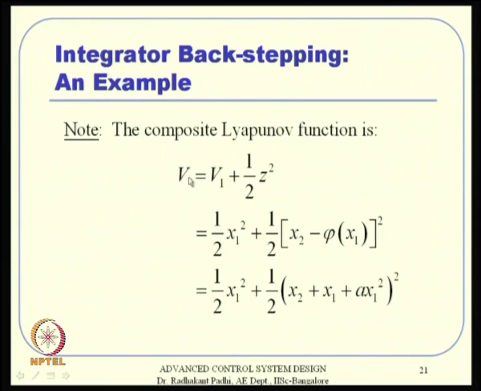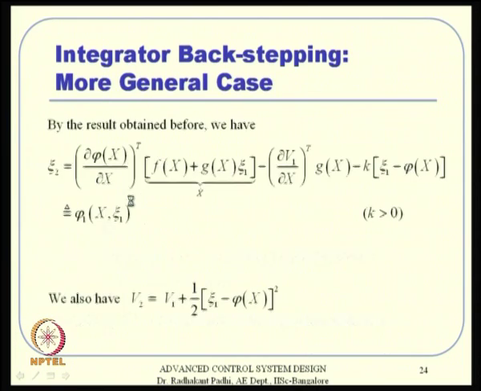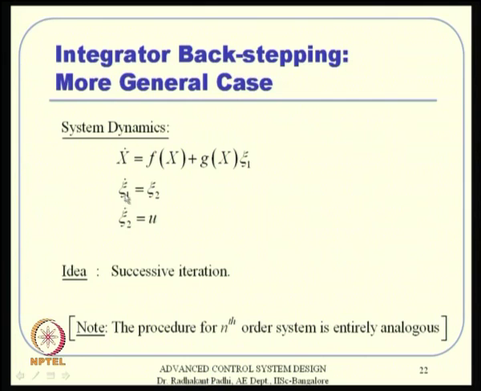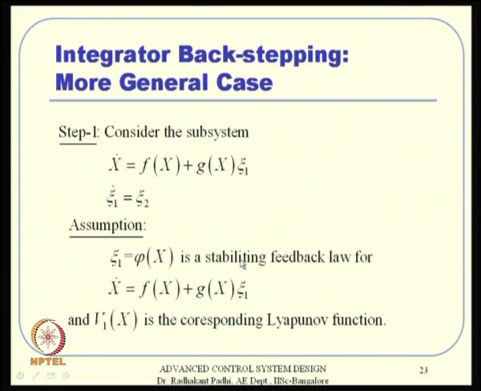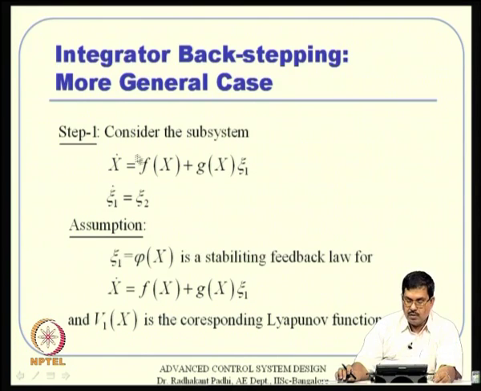Alright, so we concentrate only on this. Here we talk about xi2 dot is u, and let us see what happens. First we will consider only the first two equations. For the first two equations we have just done everything. The first is xi1, and for that xi1 phi already exists, and we have to design something like xi2 considering these two equations together.